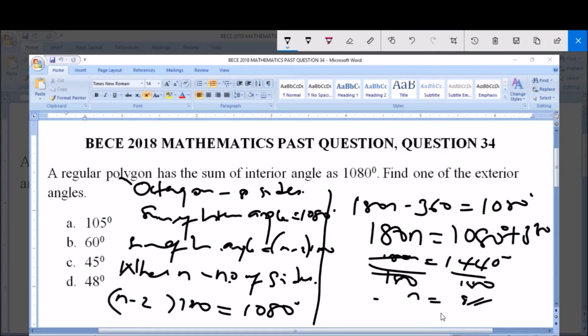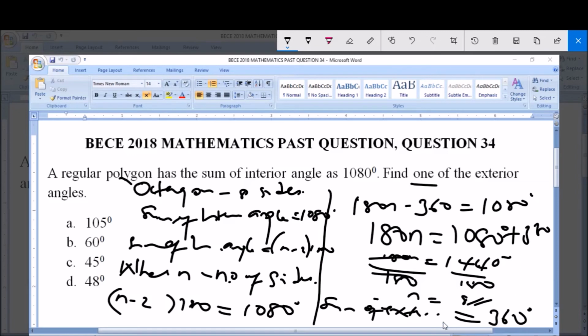Now another point, the sum of exterior angles of any polygon at all is equal to 360 degree. Sum of the exterior angles of any polygon is equal to 360, and from the question we are asked to find one of the exterior angles. Now, if the sum of all exterior angles is equal to 360 degree, then to find one of the exterior angle, we divide the sum of exterior angle, 360, all over the number of sides of this polygon. And since this polygon is an 8-sided polygon, to find one of the exterior angle, we divide the sum of the exterior angle, which is 360, by 8.